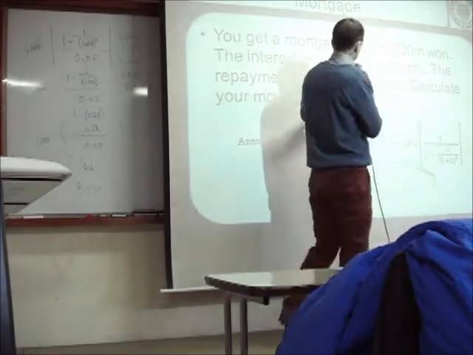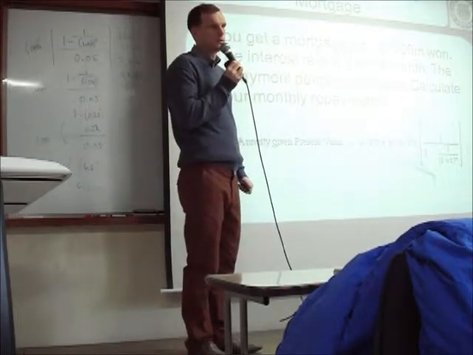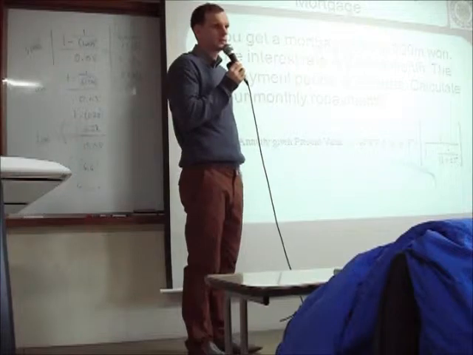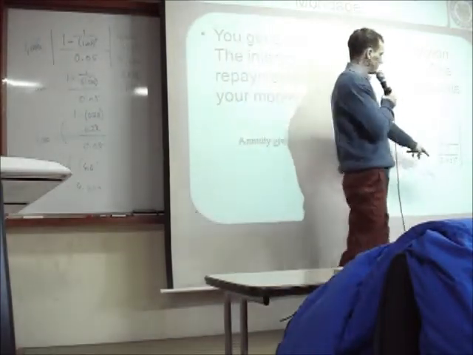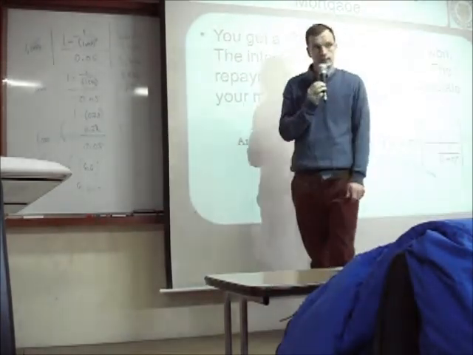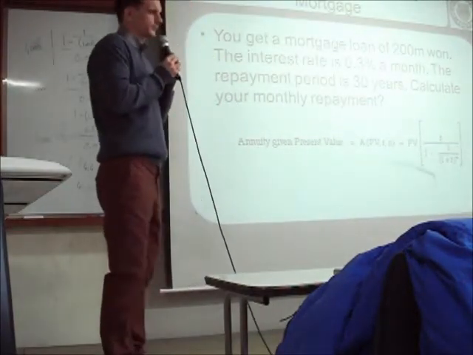And then what's N? If it's monthly, over 30 years, what's N? Monthly for 30 years. 360. So we're doing monthly. So the number of months is 360 here. Okay? So we just have to practice doing the calculation.